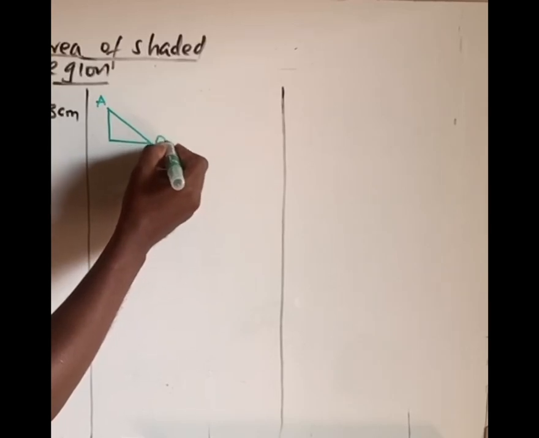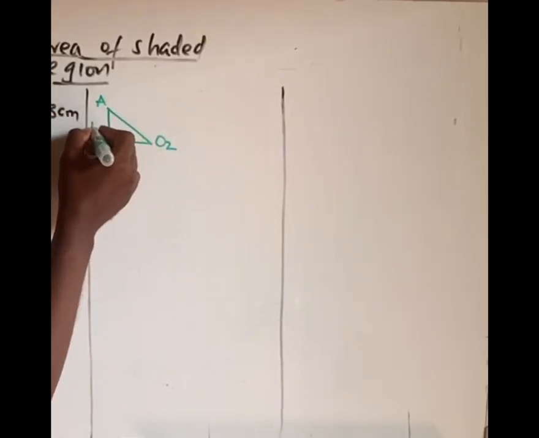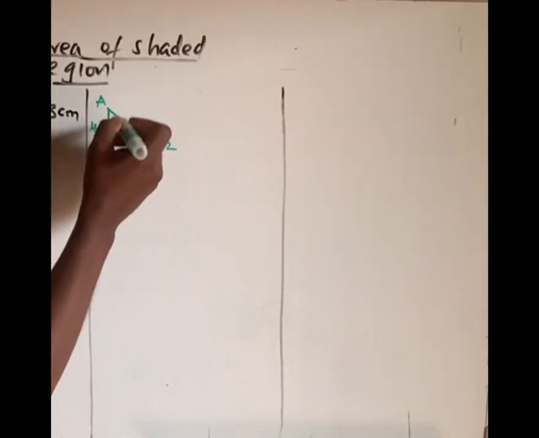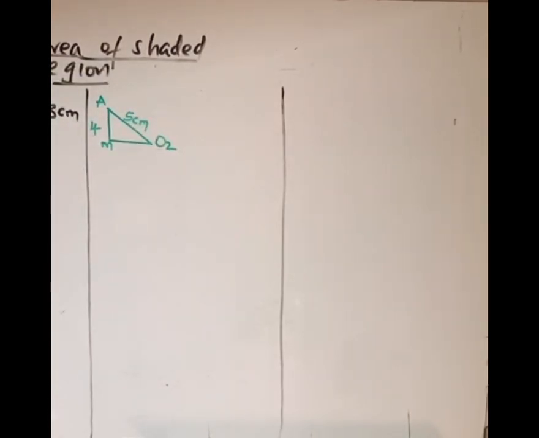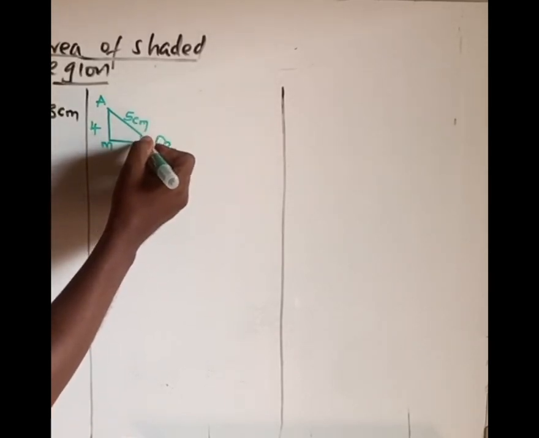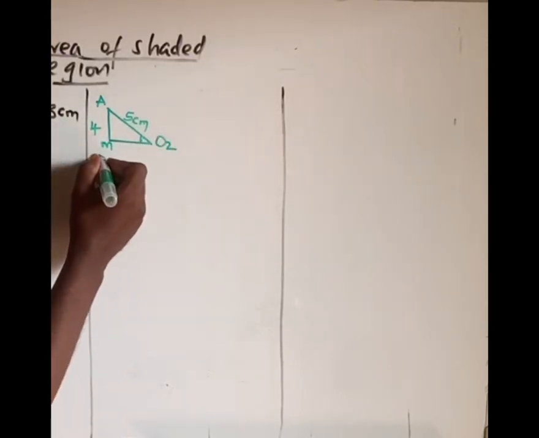So to get the angle subtended at the center of circle 2, we are going to use triangle AO2M, where AM is still 4 centimeters and the radius of circle 2, which is 5 centimeters, is the length of AO2. Again, we need to get this small angle. We use sine. Let's call it theta.